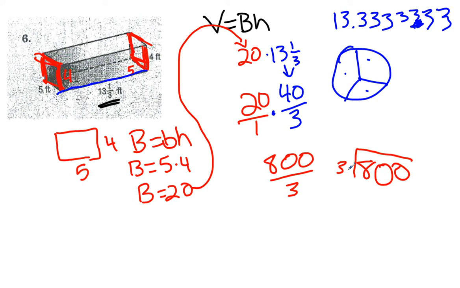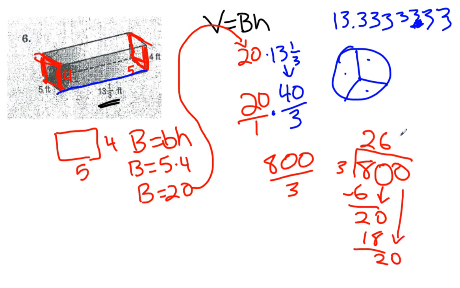Okay, 3 goes into 8 2 times. 6. 8 minus 6 is 2. Bring down our 0. 3 goes into 20 6 times. That's 18, 2, and 0. And we see this is going to repeat. So we get 266. Now, there's 2 ways we can go about doing this.